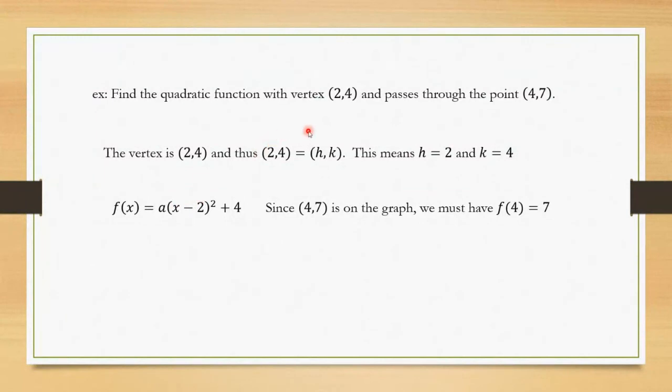Well, let's consider this now. Let's now find a quadratic function whose vertex is (2, 4), and it passes through the point (4, 7). Okay, so we know the vertex is (2, 4), so (H, K) has to equal (2, 4). I should put this on the left side, because the unknown goes on the left side, but I guess it's okay for now. Since these two points are equal, their coordinates have to be the same. In other words, H has to be 2, K has to be 4, as we have over here.